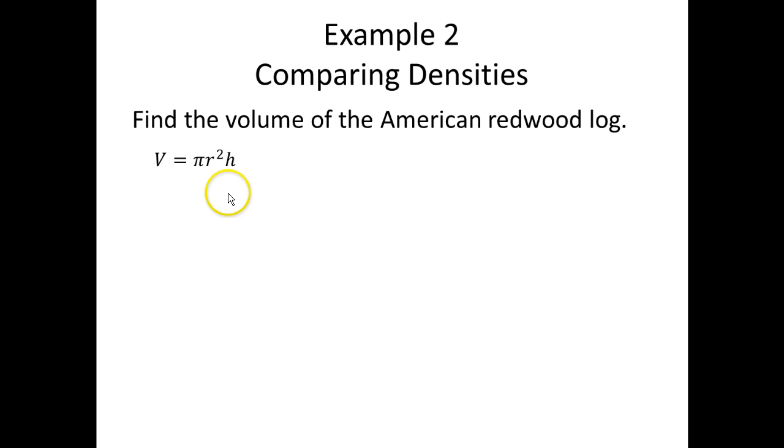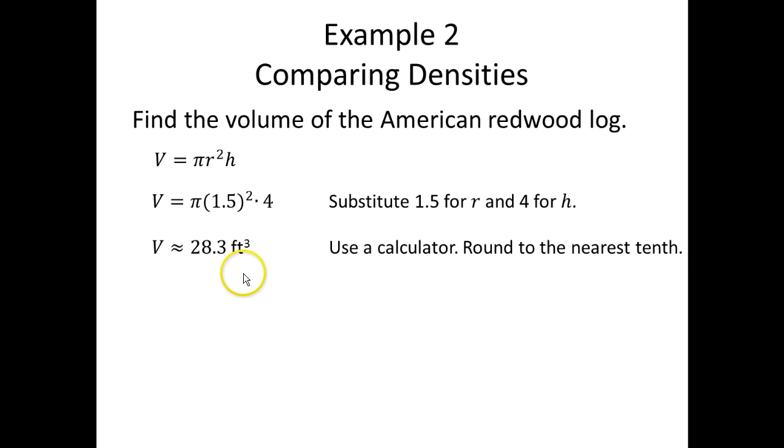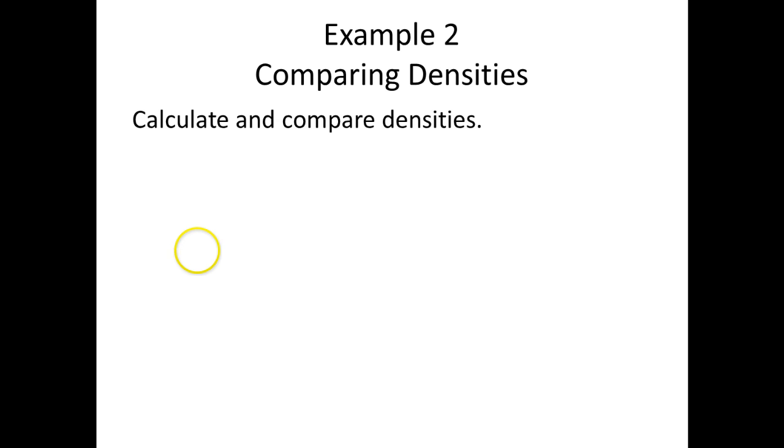The volume of the redwood log is given by pi times the radius of the log squared times the height of the log. They give us that the radius of the log is 1.5 units and that the height of it is 4 units. So I just substitute those into my volume formula, and once I multiply through, I get that the volume of the American redwood log is 28.3 cubic feet.